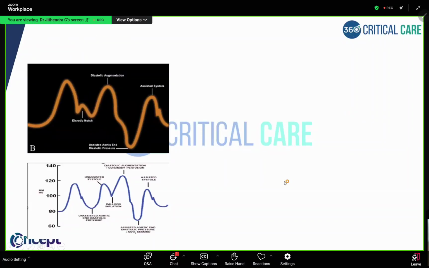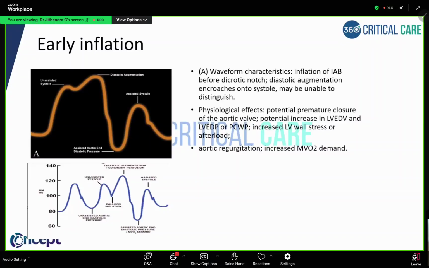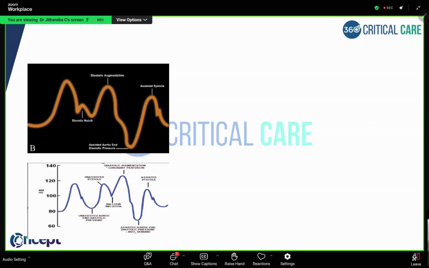Okay, next one. Anybody wants to take this? You can see there's a dicrotic notch. You can see after that there is some wave coming. You can see that the diastolic augmentation is not significant at all, and you can see assisted systole is less. So what is it then? I think I have got some answers. It is late inflation. Absolutely right. You can see after the dicrotic notch, after some delay, there has been some inflation. So yes, the answer is late inflation.